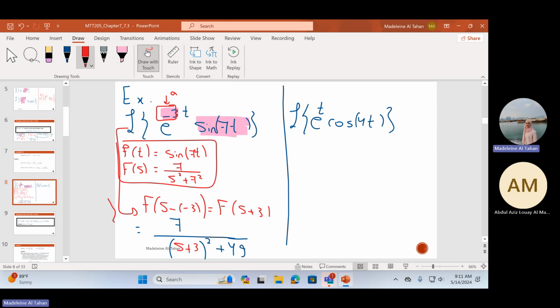Always, the Laplace is straightforward. The thing that needs more work is the inverse Laplace. So this is the one that requires more work, because you need to apply the Laplace inverse. It means that you're applying the Laplace and getting these ones, then you will apply the Laplace inverse.